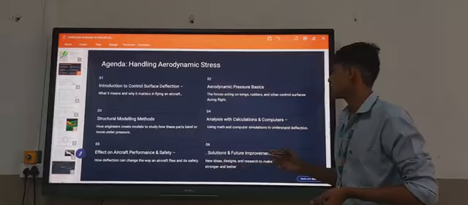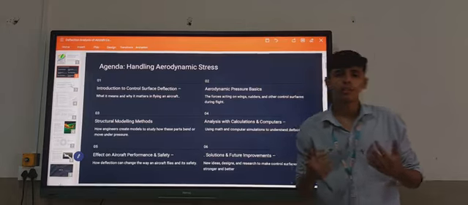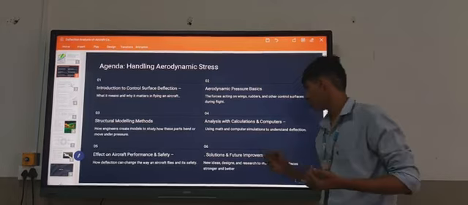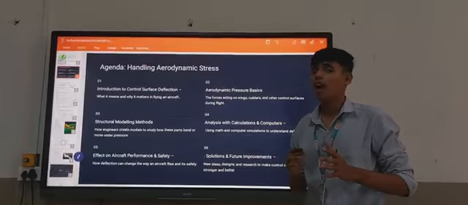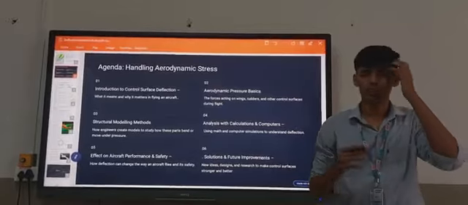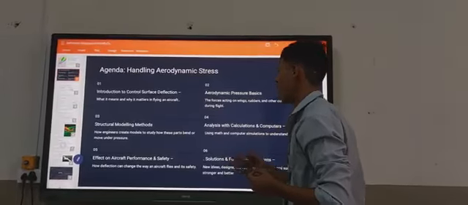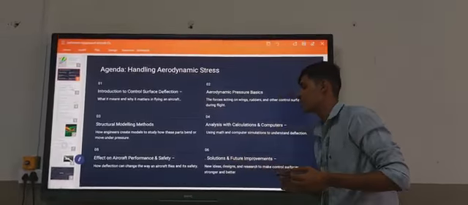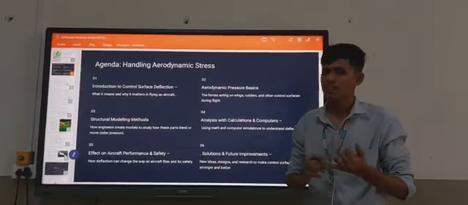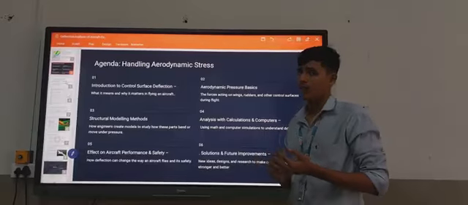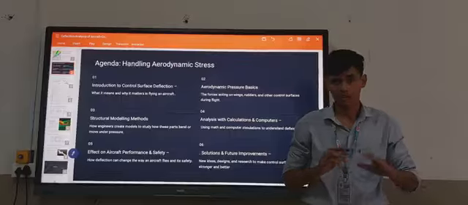Then we talk about the analysis with calculation and computer. Now we are using math. Now we are using a computer simulation to understand the control surfaces acting during flying and during landing. And talking about the effect on aircraft performance and safety, how deflection can change the way the aircraft moves. With the help of wings and rudder, we can move the airplane left or right very smoothly.